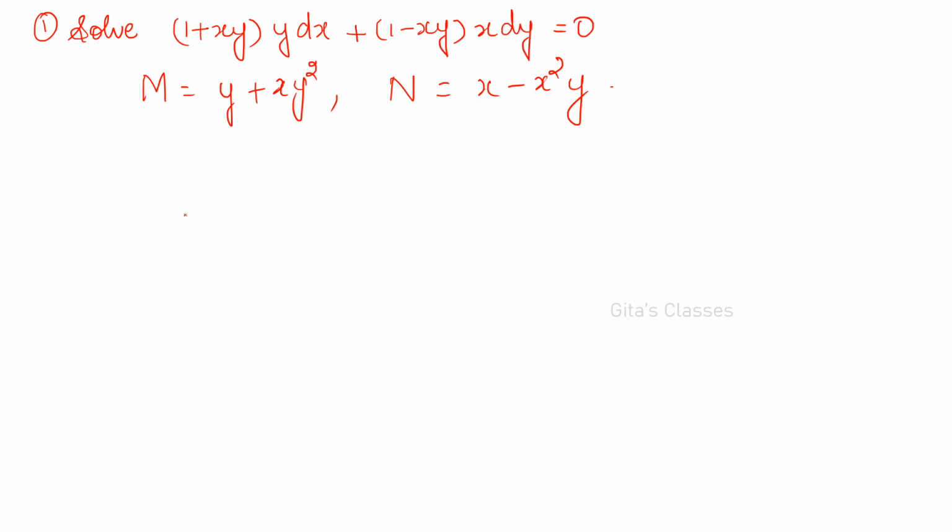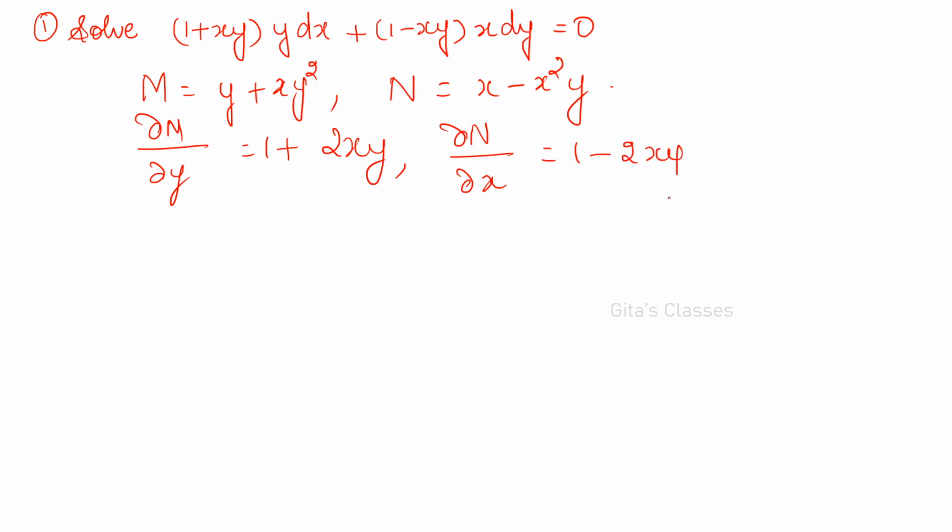Therefore, for the integrating factor, you have to show that ∂M/∂y is not equal to ∂N/∂x. I'll show that also. ∂M/∂y is equal to 1 plus 2xy, right? And ∂N/∂x is 1 minus 2xy. They are not equal. It is 1 plus 2xy, and this is 1 minus 2xy. So they are not equal. Therefore, not exact.